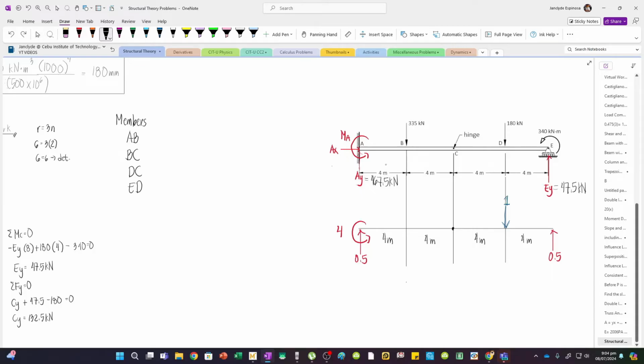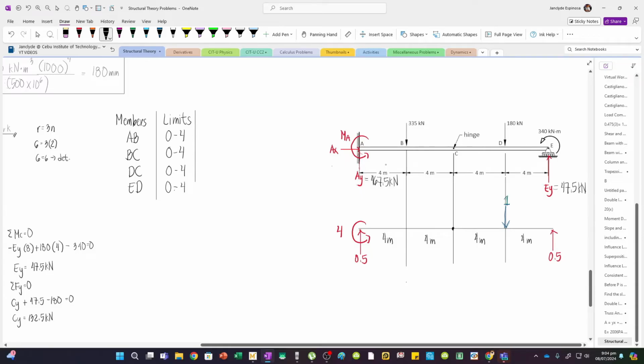So for AB, we have our limits. Ideally, the limits will be from 0 up to the length of the segment. So AB has a length of 4, so I have 0 to 4, and then BC is also 0 to 4, and then CD is still 0 to 4, and also this one. So all of these are from 0 to 4.